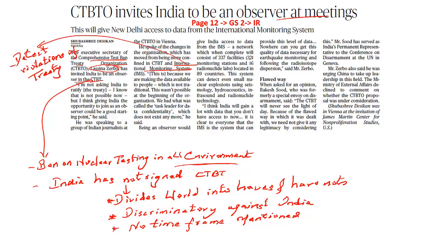So this system has about 337 facilities, which includes 321 monitoring stations as well as 16 radionuclide labs. What they basically do is, the system would be able to detect even a small nuclear explosion. How? Because of technology like seismology, hydroacoustics, infrasound as well as radionuclide technology.